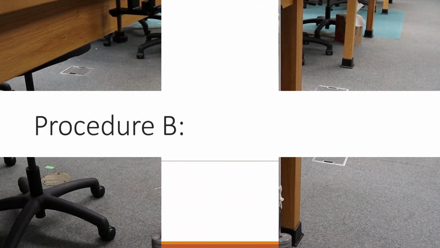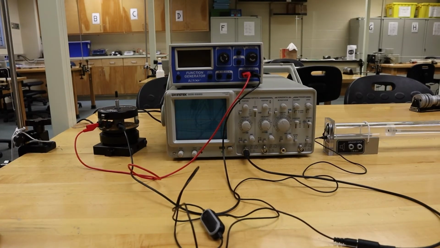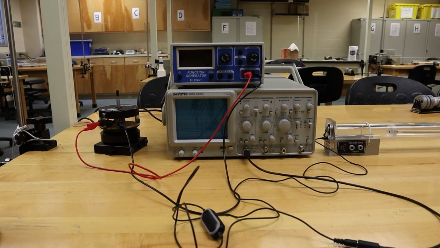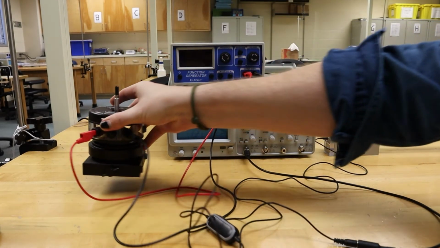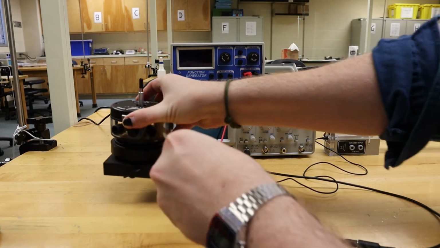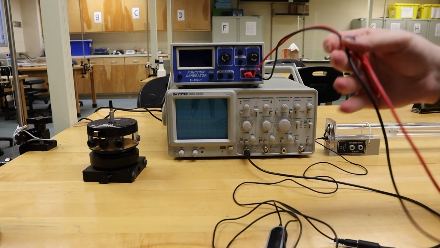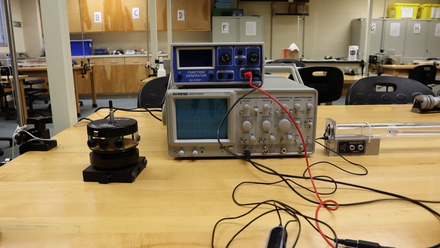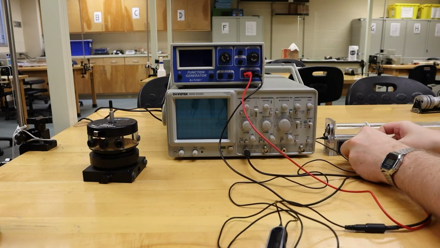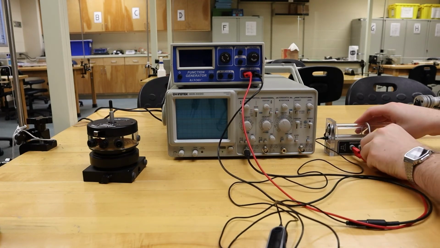Once we have all the necessary data, we can now continue on to procedure B. For procedure B, we will be using the oscilloscope, the big box in the middle of your screen, and the resonance tube, the tube to the right of your screen. We want to start off by unhooking the leads from the mechanical driver and plugging them into the resonance tube.